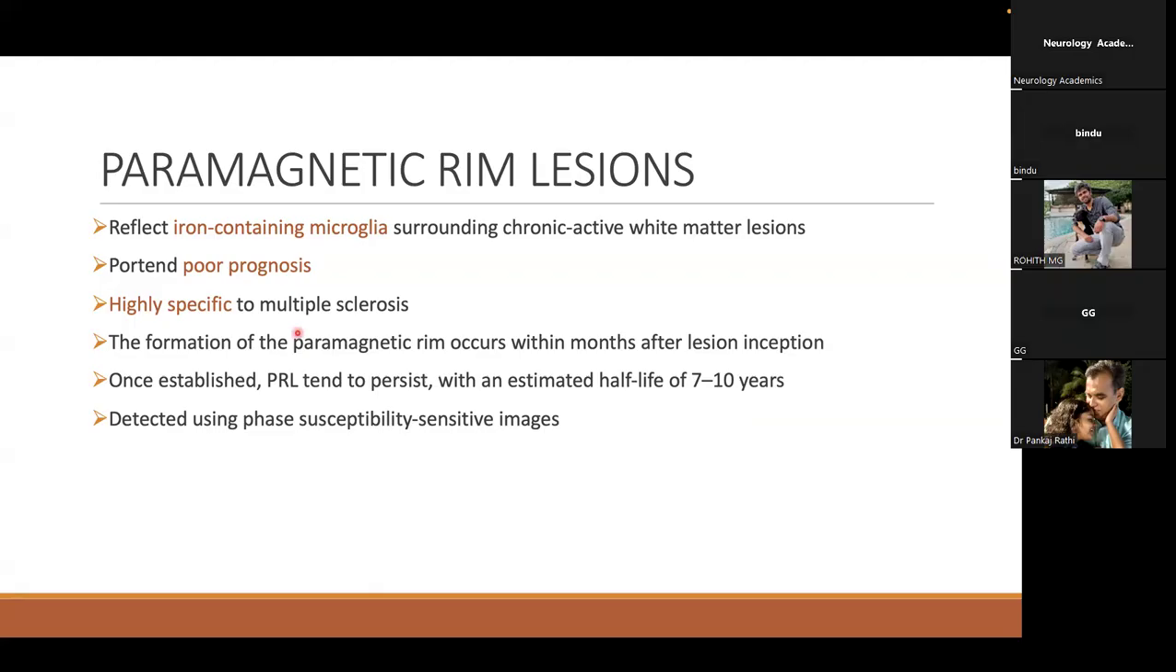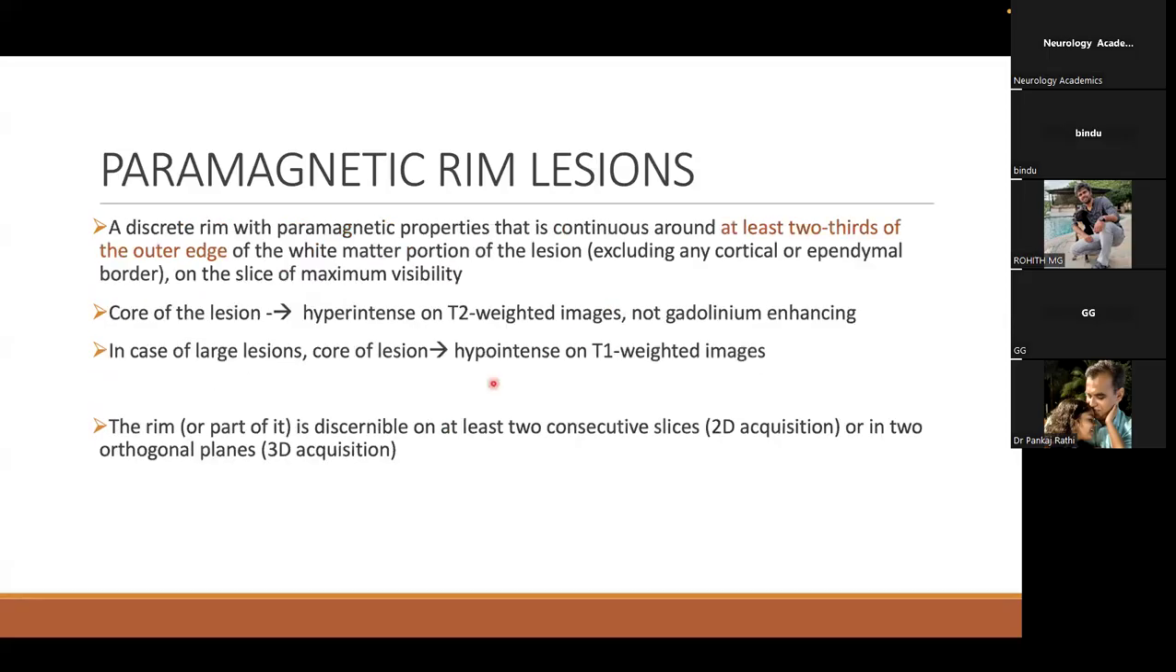After the lesion inception, this paramagnetic rim will occur after 1 month, and once established, it can have an estimated half-life of about 7 to 10 years. It is detected using susceptibility sensitive images. It is a discrete rim with paramagnetic property that is continuous in at least 2/3 of the outer edge of the lesion.